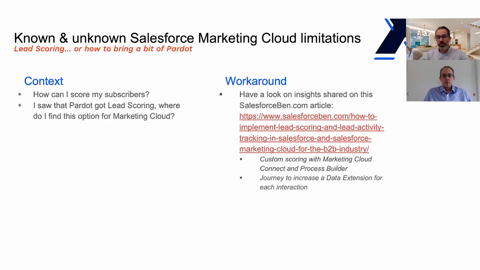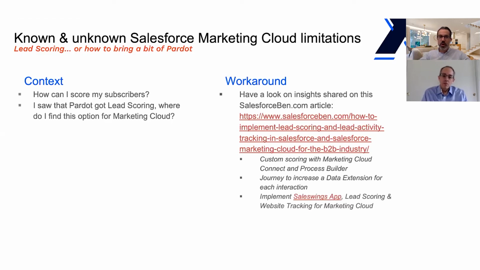Another option could be to build a customer journey to increase the custom scoring into a custom data extension. So after each email you've sent, if the email has been opened, if a link has been clicked, or if you submit a form on the landing page and so on, you will update a data extension, and then you can also reuse this information.